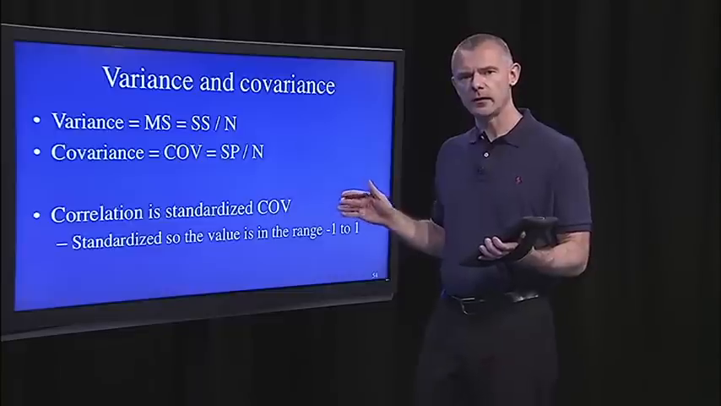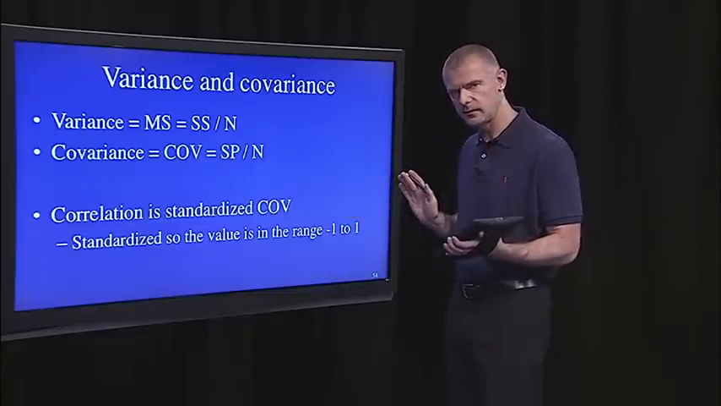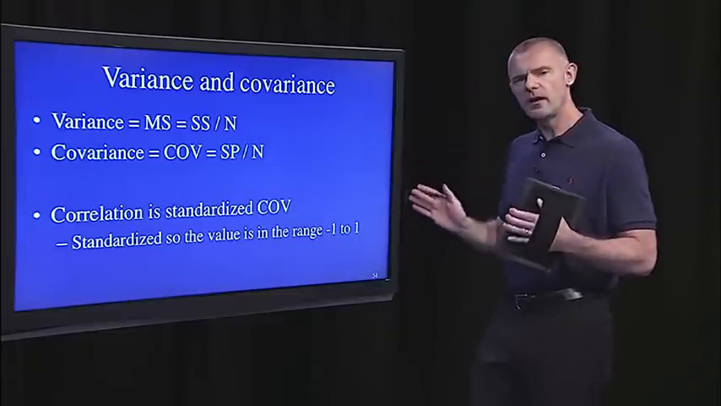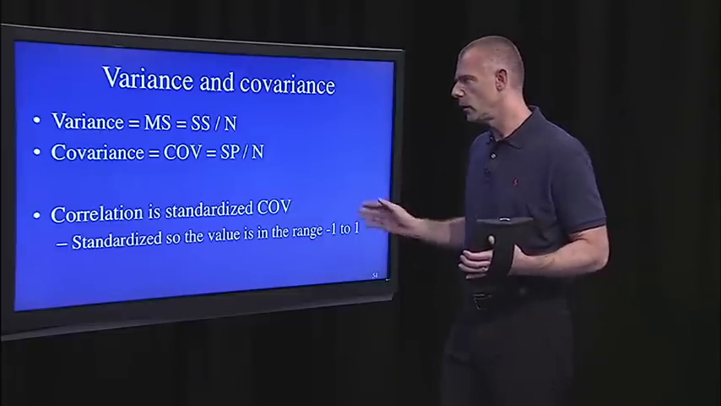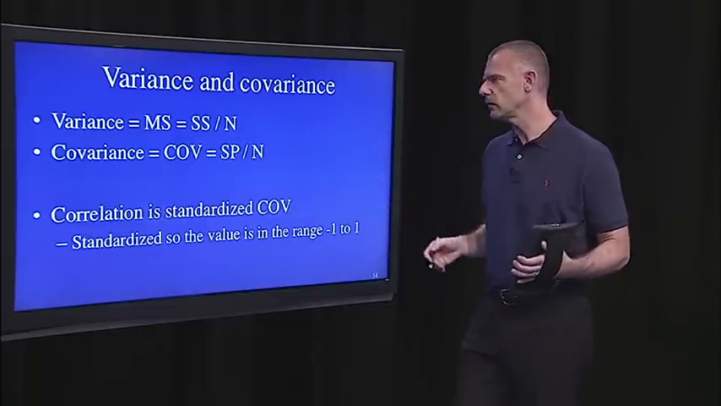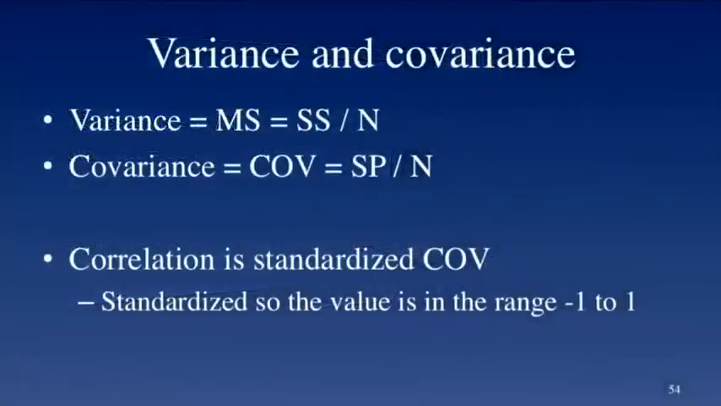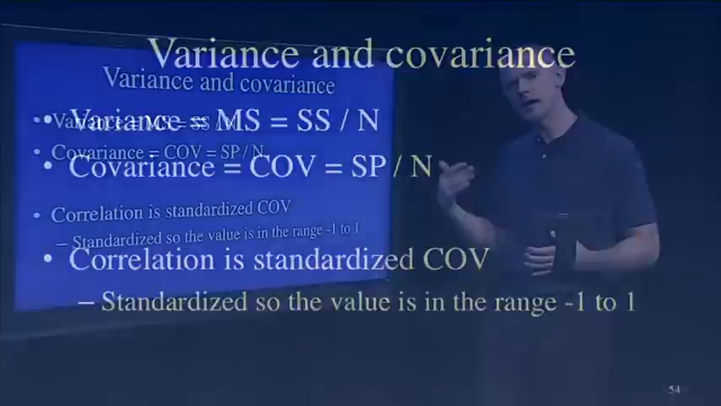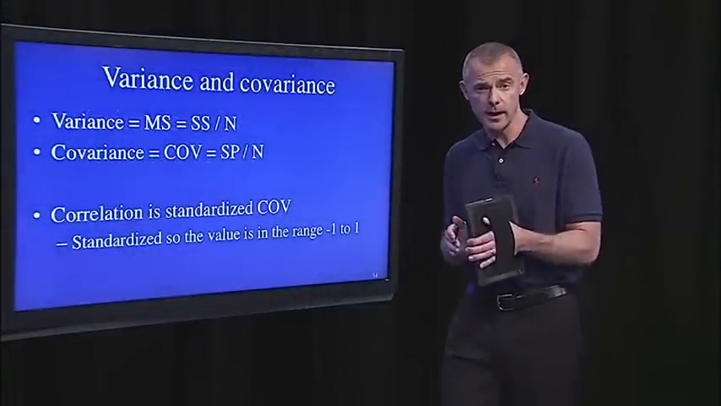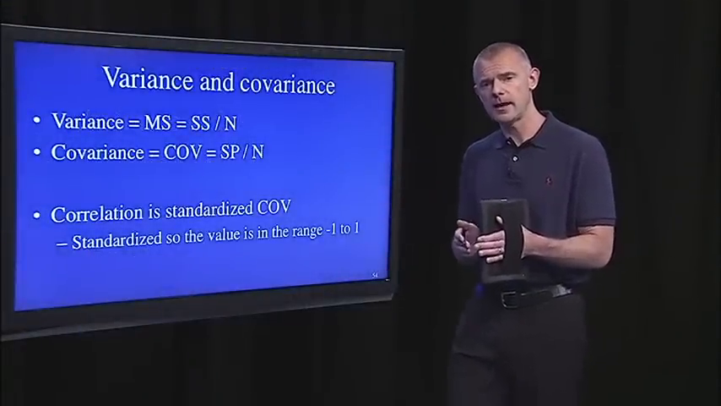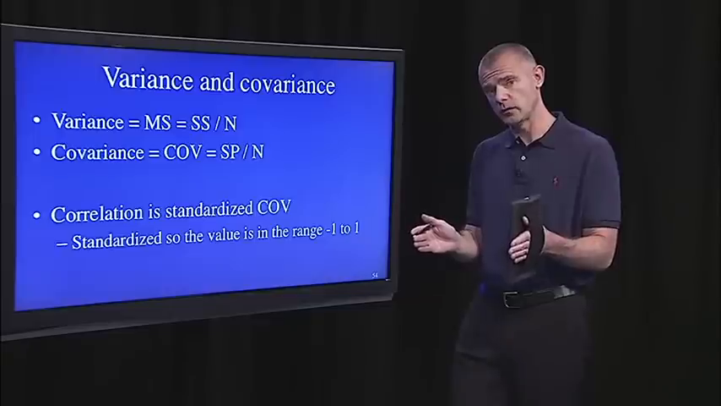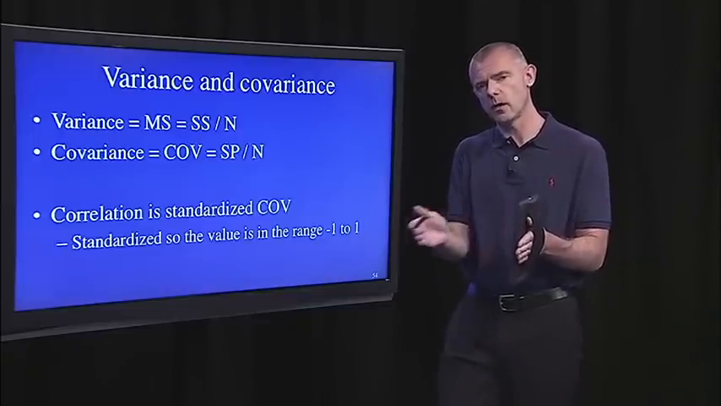So that leads me to the final concept in this segment, and that's just variance and covariance. So variance, you remember, is mean squares. It's the sums of squares divided by n. Covariance, I'll often refer to as COV. That's just like variance, except it's the sum of cross products over n. And correlation is just standardized covariance. And it's standardized so that the correlation coefficient falls between +1 and -1.